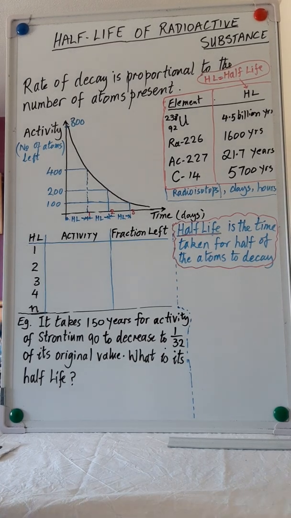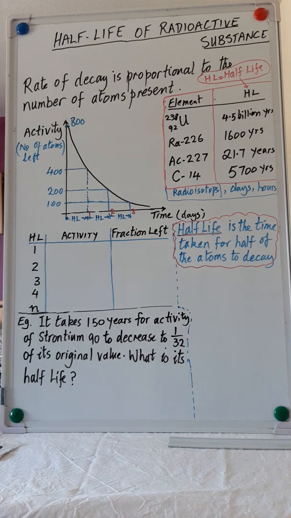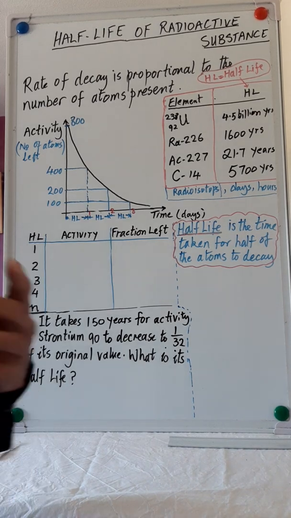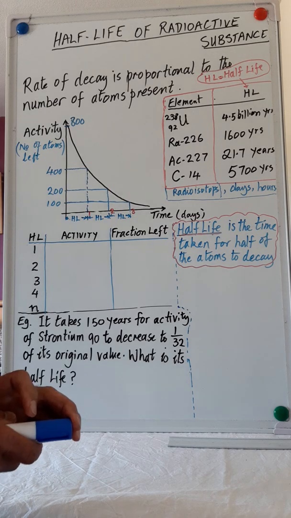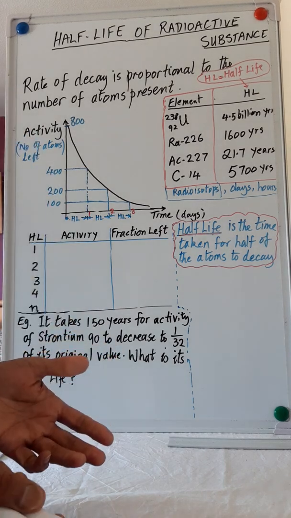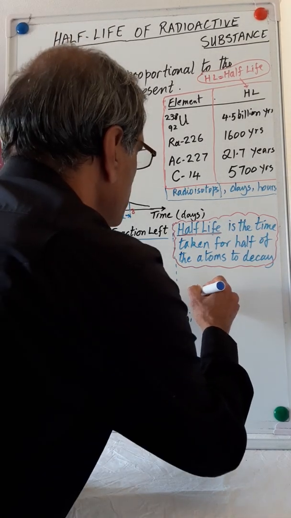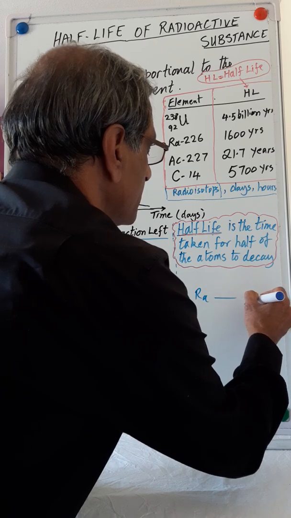Welcome back. In this video, we are going to talk about the half-life of a radioactive substance. Now, as the radioactive substance decays, it changes from one element into another. Like for example, if we have radium that decays to radon.